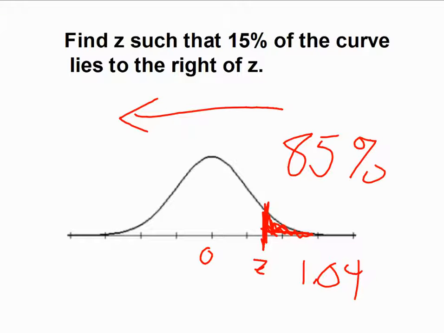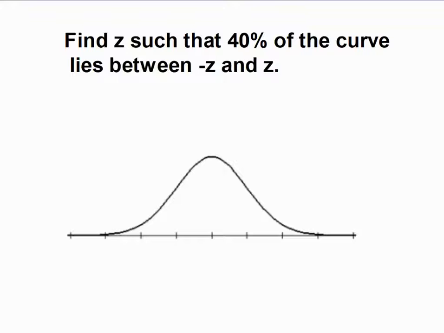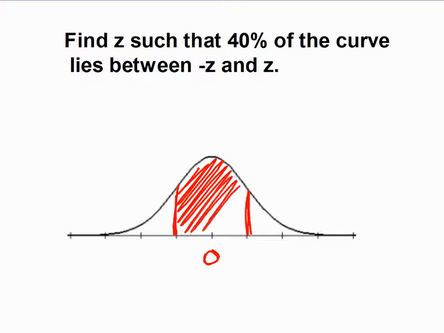Now, the last one that we might have to do is something like this, where it's 40% in between. So what we're dealing with, again, here's our 0, is we're looking for two values that kind of box in this area. So there's a negative z and a positive z. So we want this to be 40%.